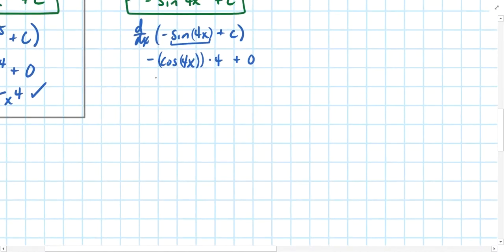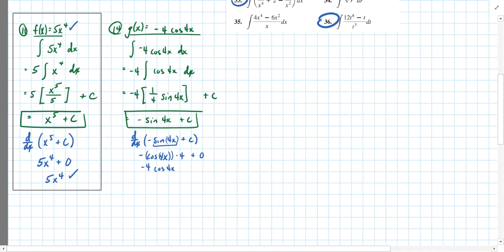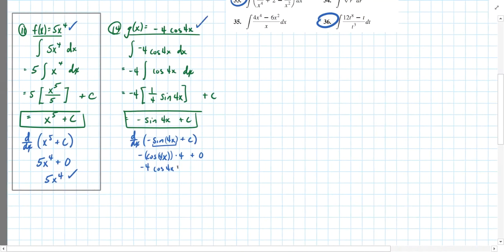If we were to clean this up, we've got a negative sign and a 4 in a series of multiplications, so I'll just reorganize that because of the commutative property of multiplication. And we'll call this negative 4 cosine of 4x. And sure enough, that's what we started with back here, so I'm happy with that as a solution too. And again, this line of work I think would be sufficient for a question like 14.